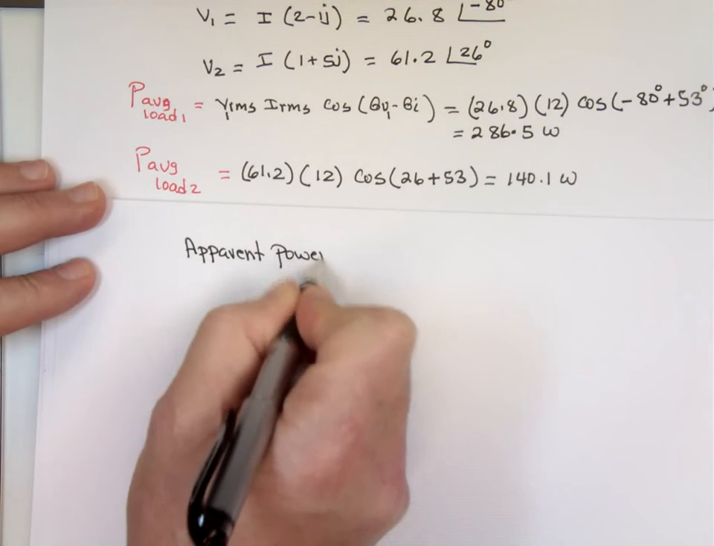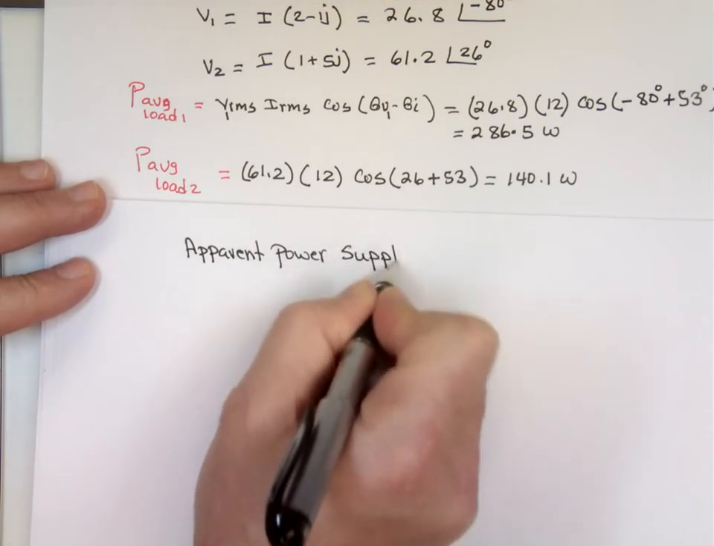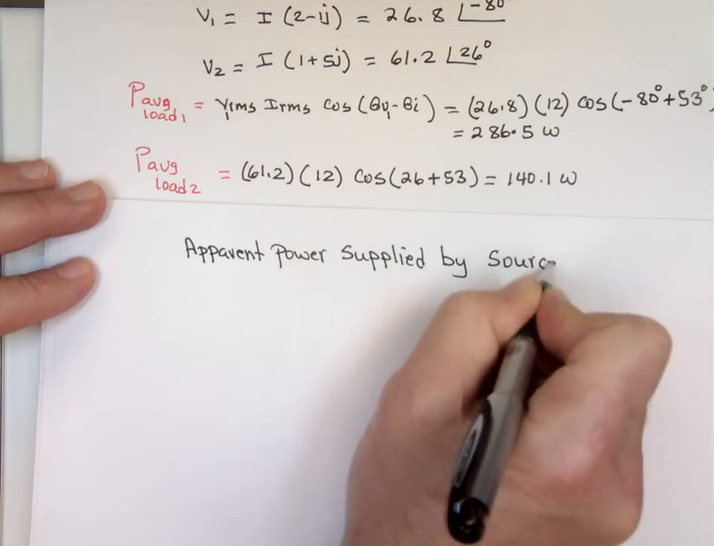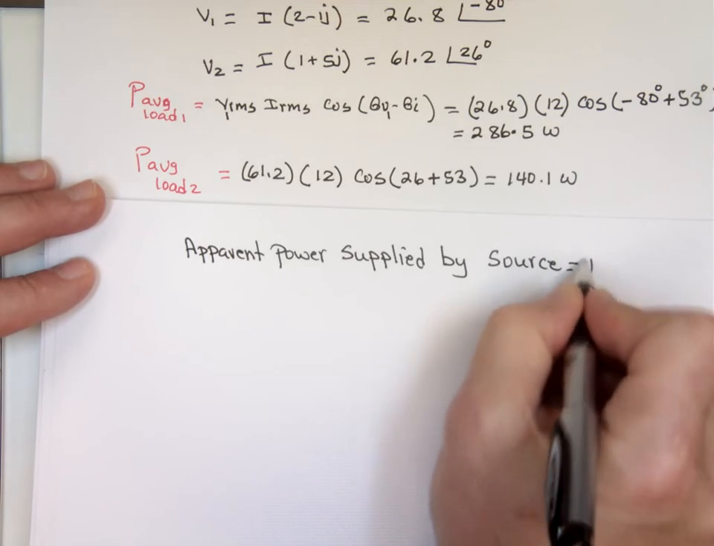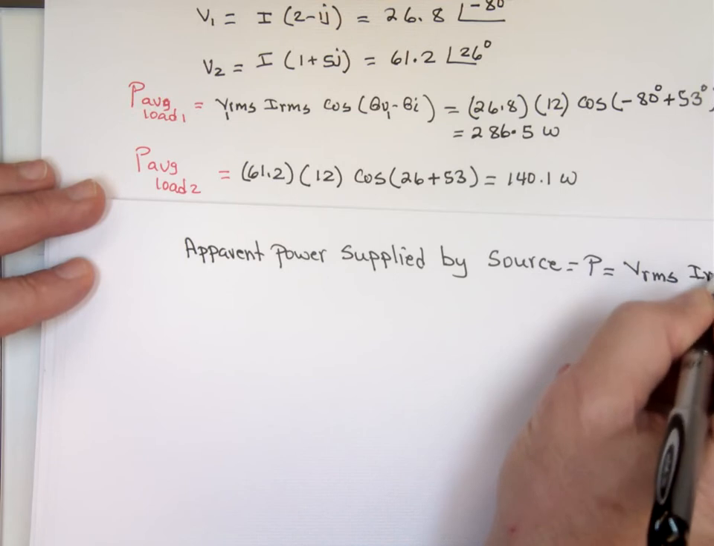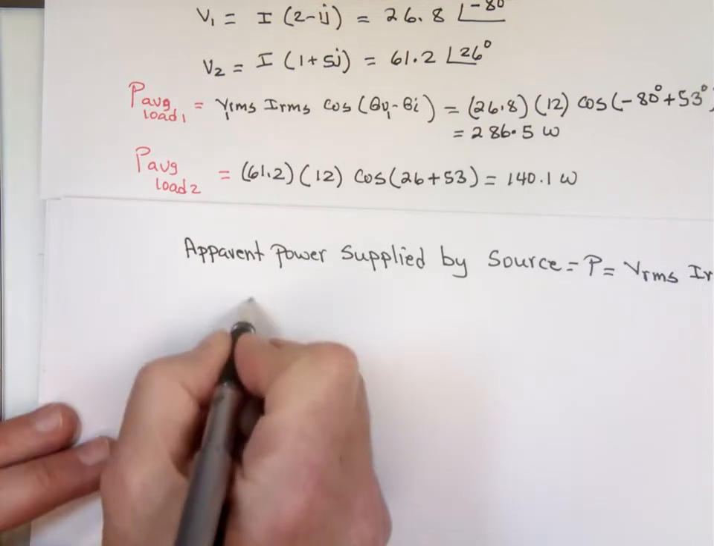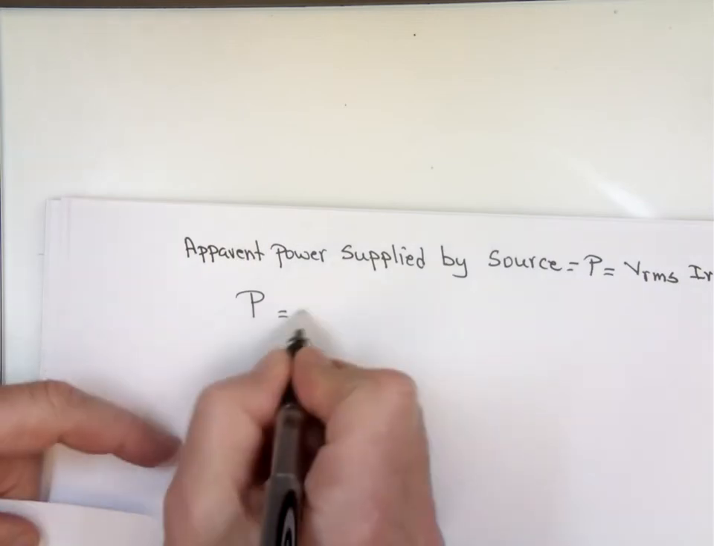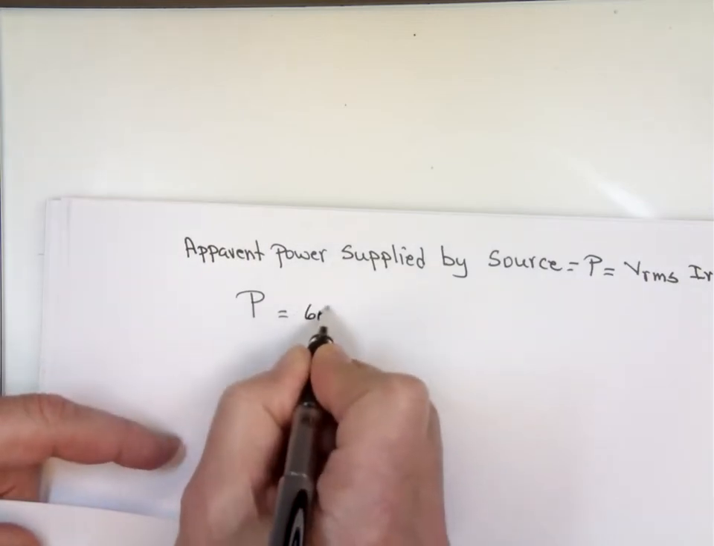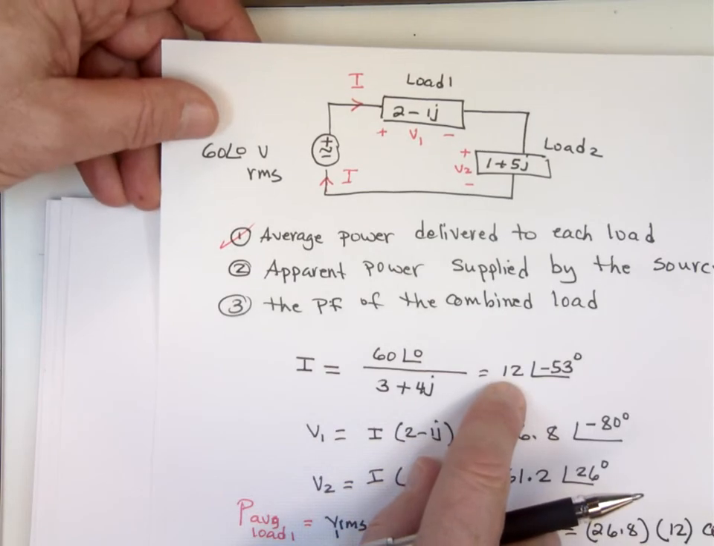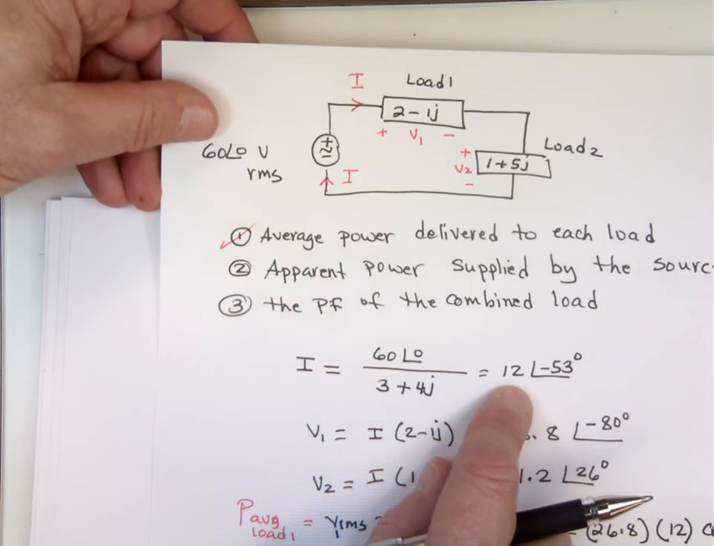Supplied by the source. P is equal to VRMS times IRMS. So what's my apparent power going to be? My VRMS, looking at that circuit, is what, 60? Well, we wrote the maximum value, don't put the angle. The current is what? 12. You don't put the angle, just the RMS value, times 12.